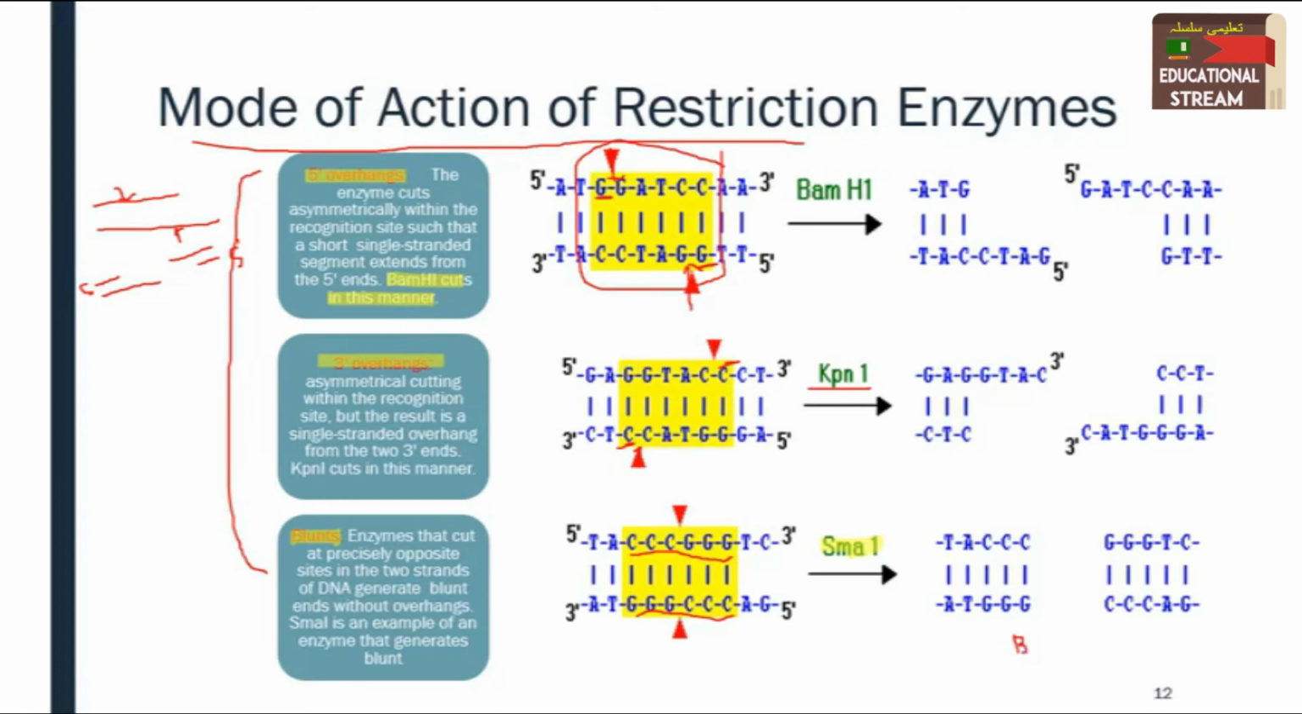These are the 3' overhangs, and these are the 5' overhangs, as this 5' end is smaller and here its 3' end is smaller. So it is known as the 3' overhang, it is known as the 5' overhang, and it is known as the blunt end.